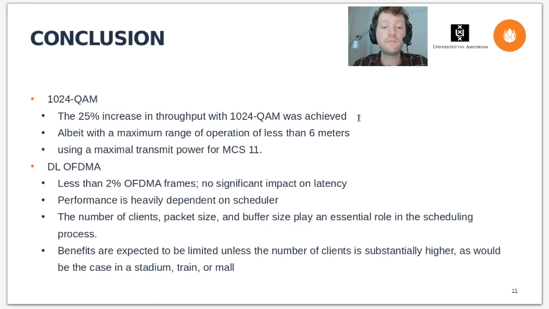In conclusion, the expected 25% increase in throughput with 1024 QAM was achieved, although with a maximum range of operation of less than 6 meters. For downlink OFDMA, our findings show no significant impact on latency, though performance is heavily dependent on the scheduler. The number of clients, packet size, and the buffer size play an essential role in the OFDMA scheduling process. Due to this, we expect that the benefits of OFDMA are limited, unless the number of clients is substantially higher. This is the case, for example, in a stadium, train, or mall.